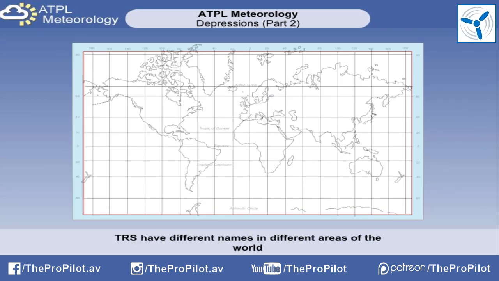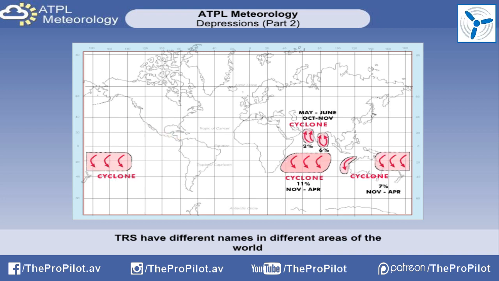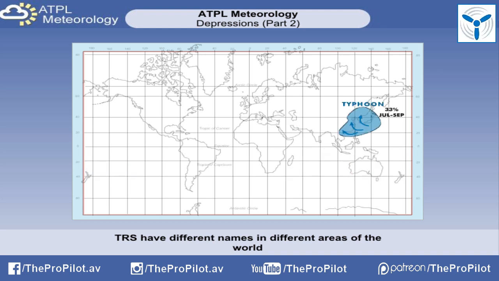Tropical revolving storms have different names depending on their location. In the Atlantic and Eastern Pacific region we have hurricanes. In the Indian Ocean we call them cyclones, and in the Western North Pacific they are called typhoons.